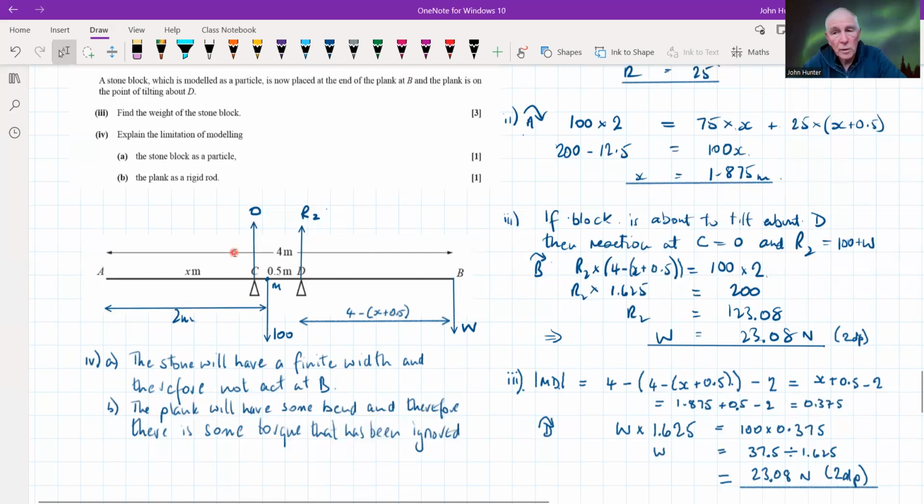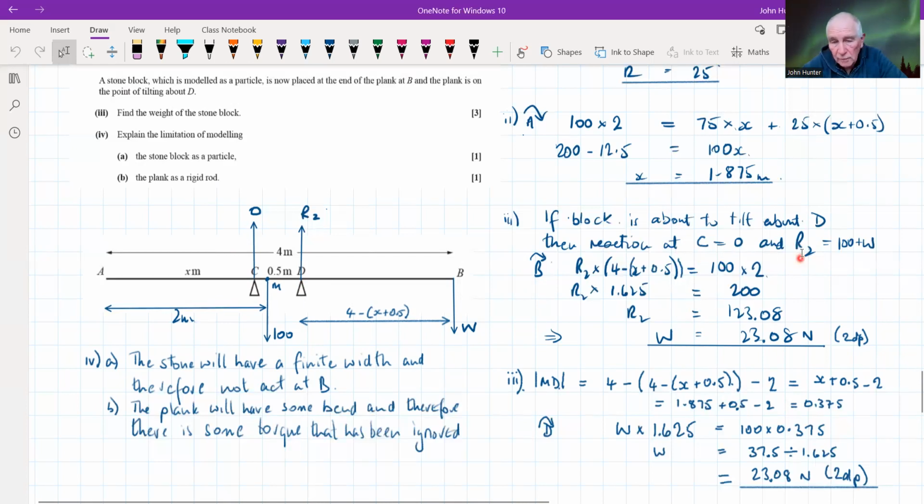You get the same sort of thing if the plank was suspended by 2 ropes, for instance. You would find that one rope becomes slack and there's no tension in it. Anyway, this is supports, so that is what we've got. So if the block is about to tilt about D, then the reaction at C equals 0.